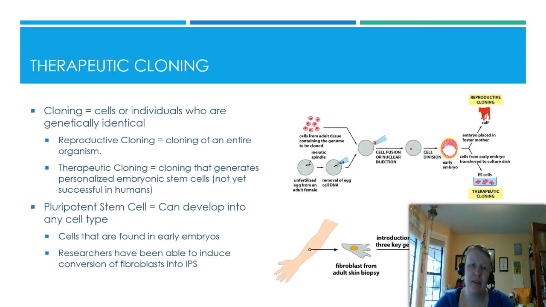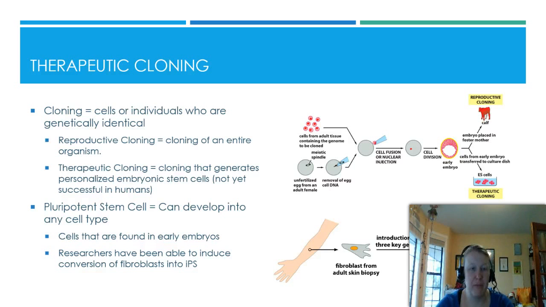So let's wrap this up by talking about therapeutic cloning. We've talked a lot about this in class throughout the semester. How do we treat disease and how do we handle these kinds of things? And so therapeutic cloning is one area that we're looking at for this. Now let's go back to our basic definition of cloning. Cloning is cells or individuals that are genetically identical. And in this case, we're going to talk a lot more about cells. We talked about reproductive cloning once upon a time. That's where we generate a whole organism.